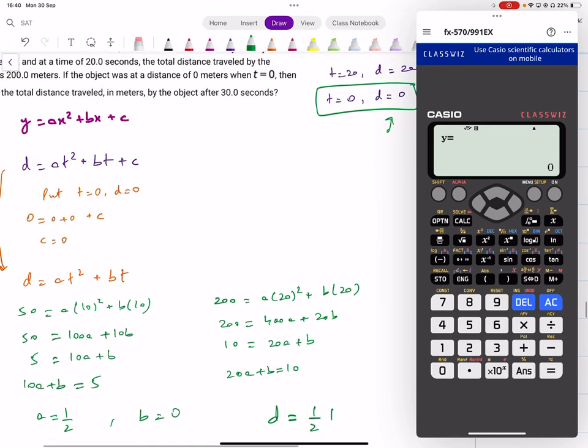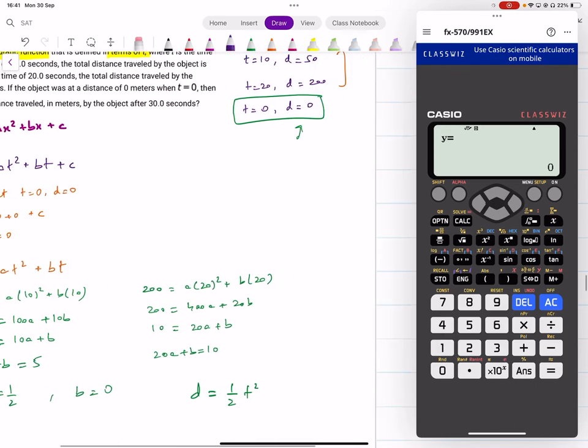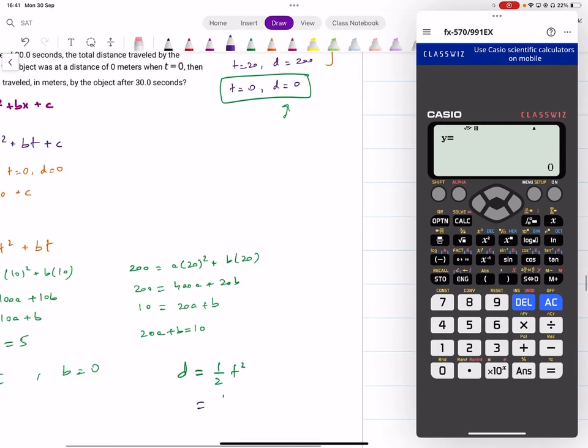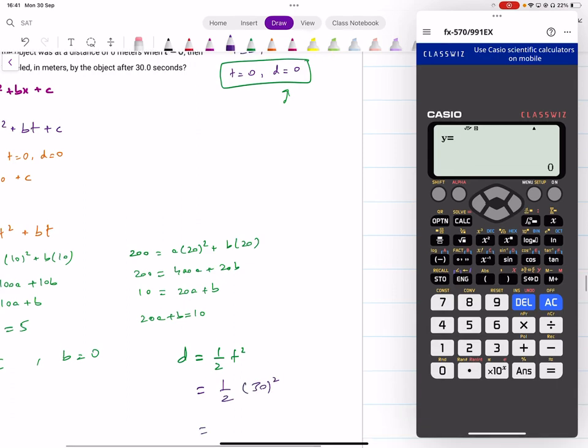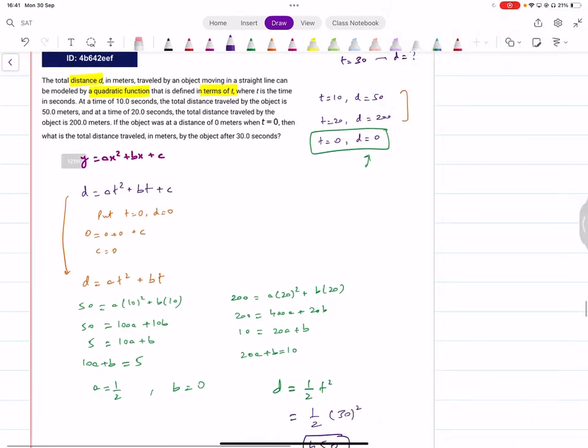1 over 2t squared. That's the function that we end up getting from this. And now we can just input t equal to 30 here and see what that gives us. If we input t equal to 30, 1 over 2 into 30 squared, that's 900 over 2, which is 450. And that is what we were looking for. This is going to be 450.